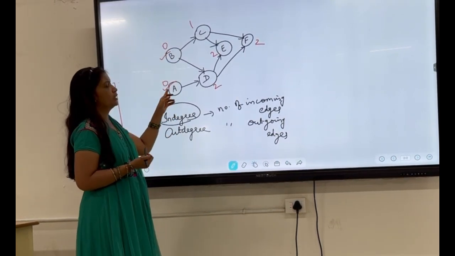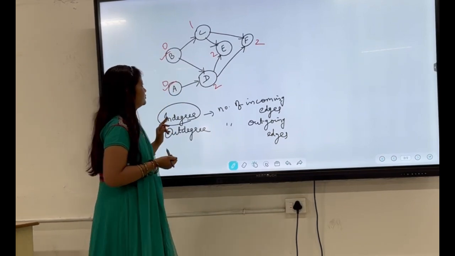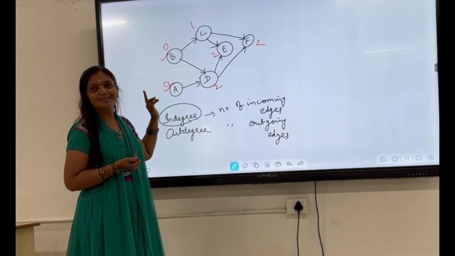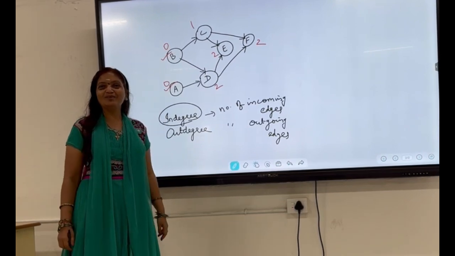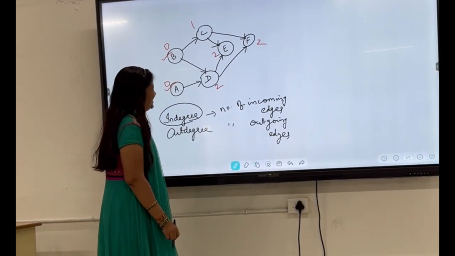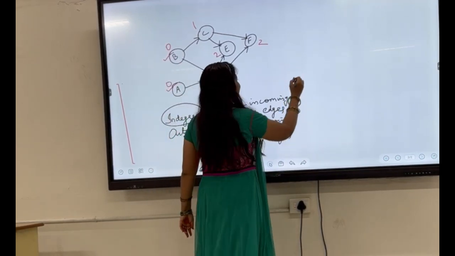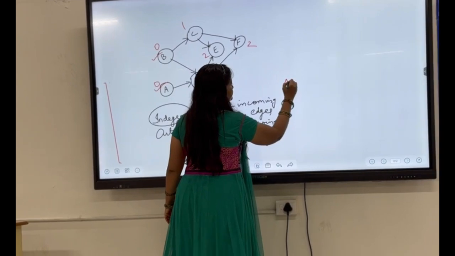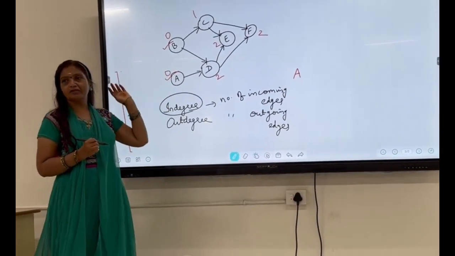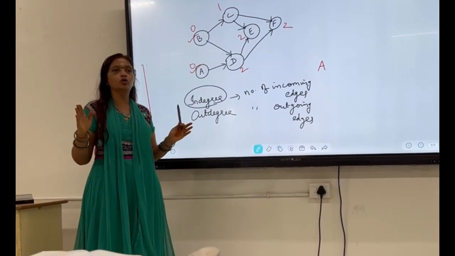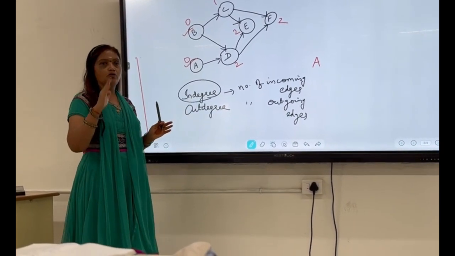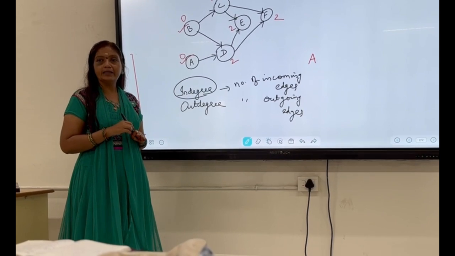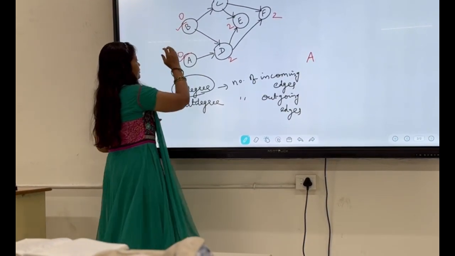So which one can I select now? I will start with A. Once A is selected, remove A from the graph along with all its outgoing edges. The node has to be deleted from the graph. So delete it from the graph.